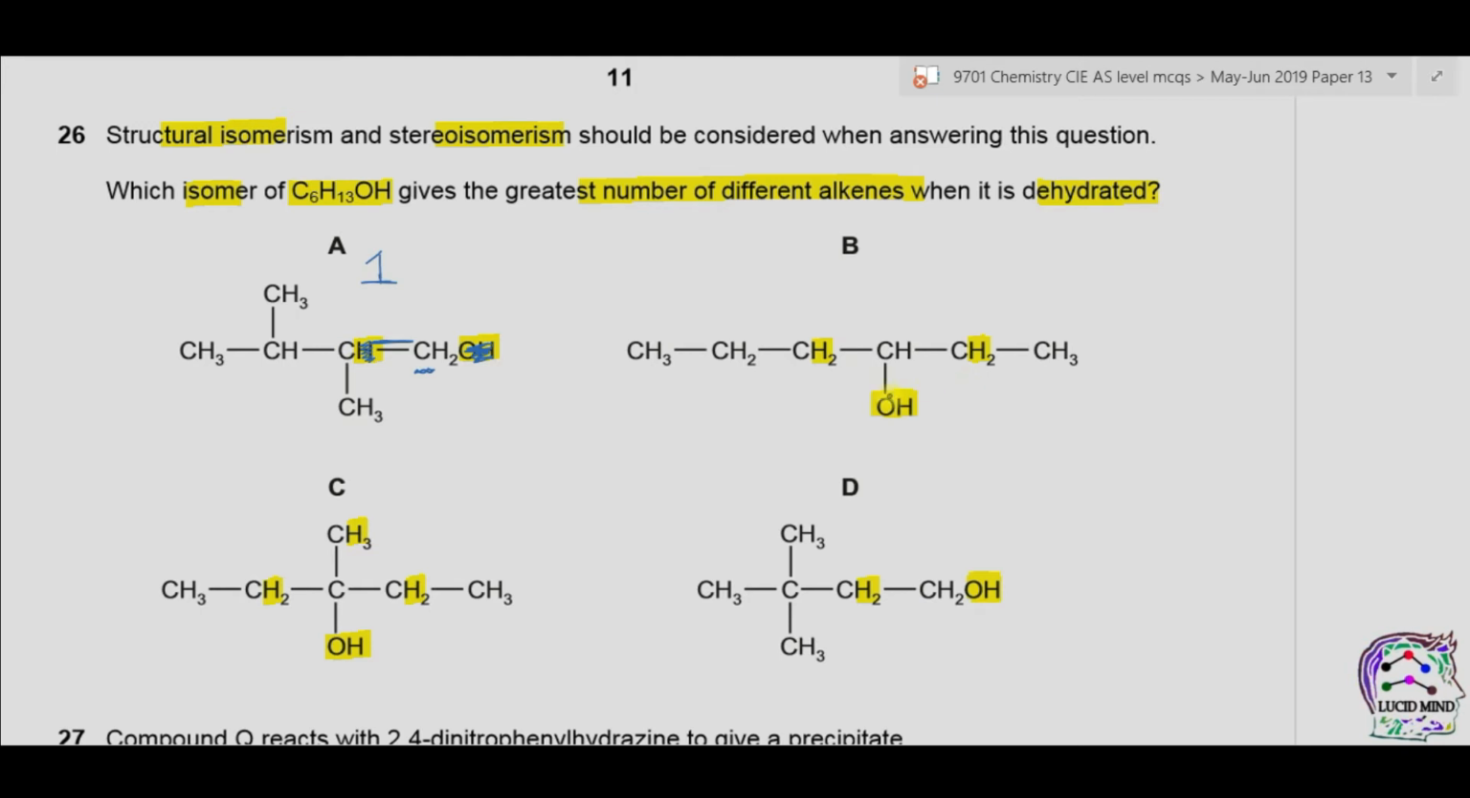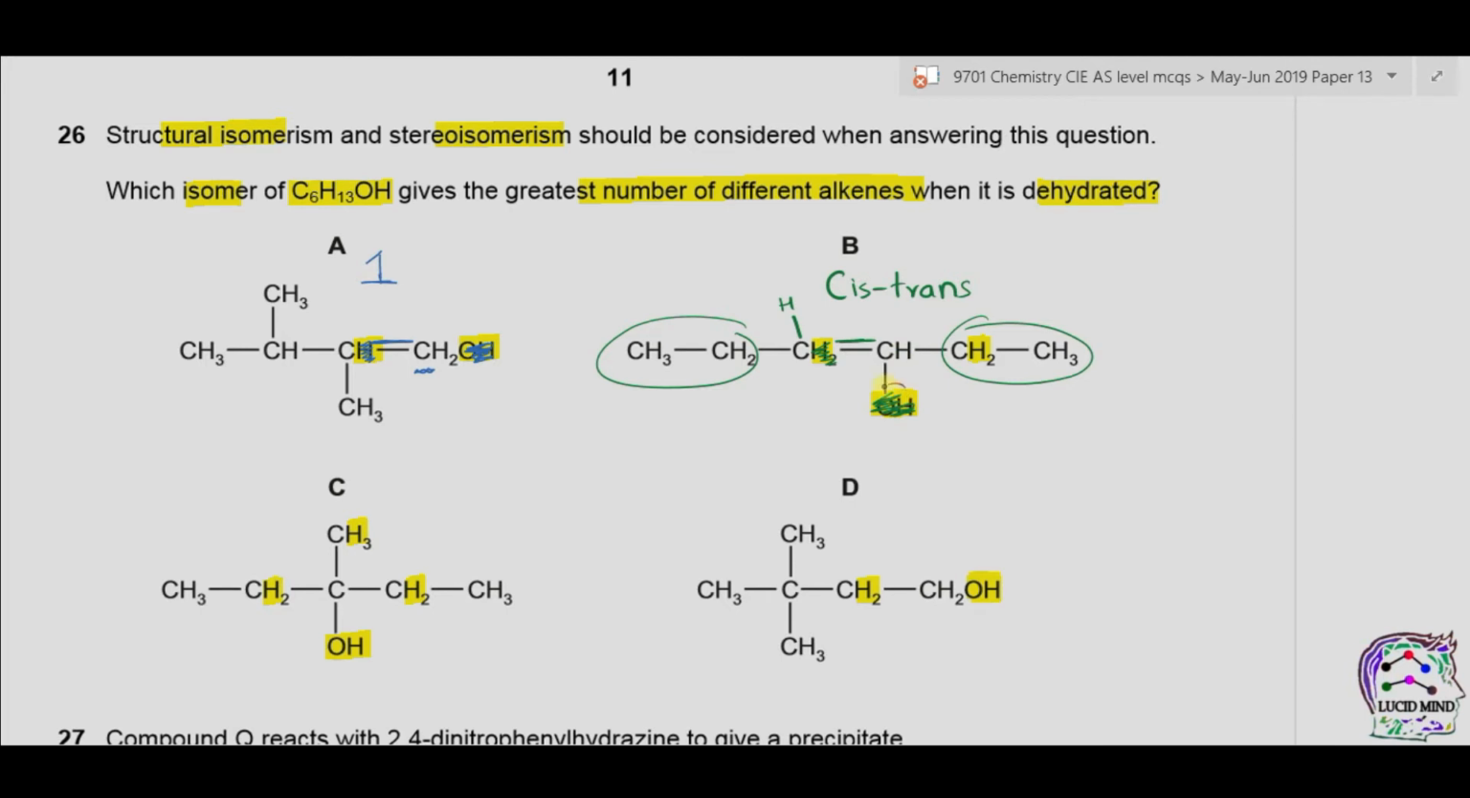Now in B we can see that this OH is removed from this carbon and hydrogen could be removed from this carbon atom, so the double bond would come on this one. As we can see that this carbon is bonded to one hydrogen atom and one ethyl group. Similarly, this carbon is attached with one hydrogen atom and one ethyl group. So 2 isomers are possible for this structure, one is cis and one is trans.